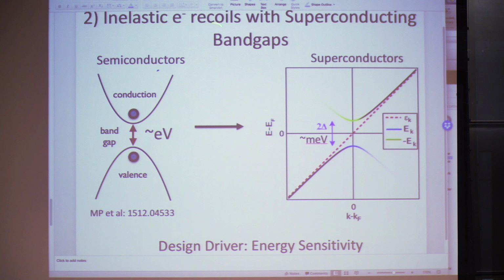Secondly, you could do inelastic electron recoils with superconducting band gaps. Basically the same concept as previously. The momentum and energy conservation is not exactly the same as with electron recoils, but again, you can basically conserve momentum. And the gap is small, so you're sensitive to very light mass dark matter. Here, the problem is energy sensitivity. You need to come up with a device that will see 1, 2, 3, 4 quasi-particles. So in terms of energy scale, that's 4 meV.